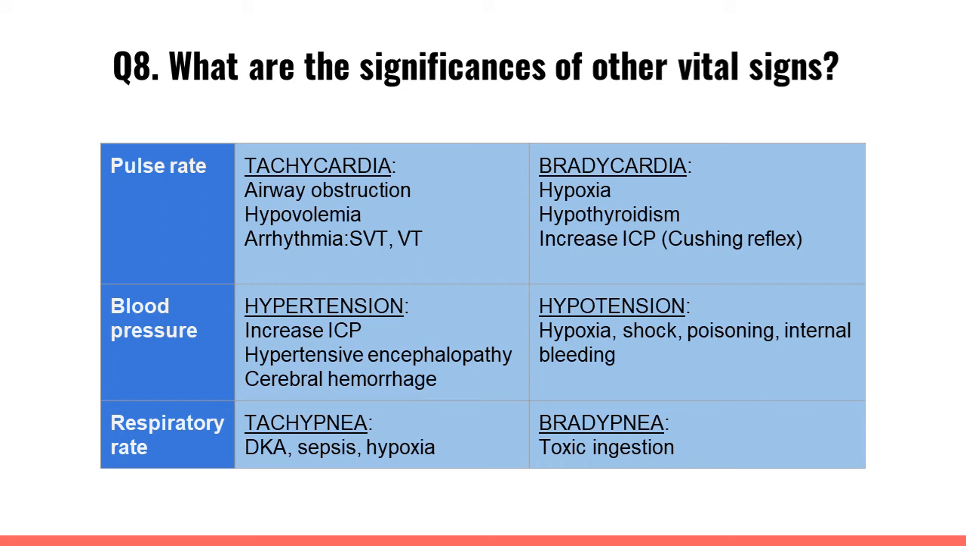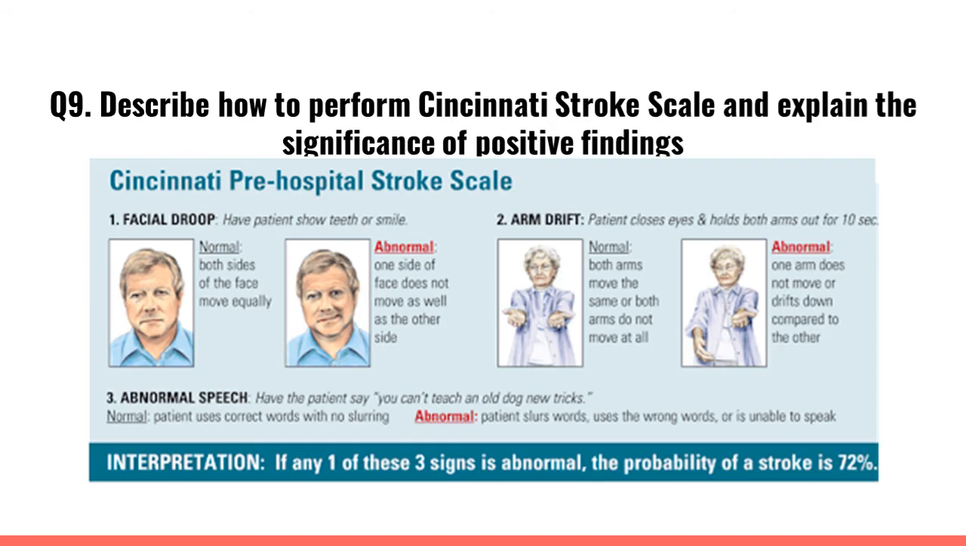For respiratory rate, a patient with tachypnea can be due to diabetic ketoacidosis, sepsis, or hypoxia. And if patient is bradypneic, meaning a low respiratory rate, it can be due to toxic ingestion.